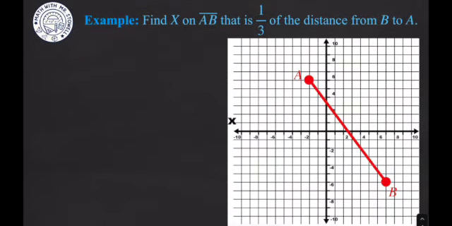Looking at this one, now we're going to make it a little bit more difficult. We had the number line, so now we're going to do the coordinate plane. Find X on AB. That is 1/3 the distance from B going to A. Pay attention to whether it's A going to B or B going to A. Pay attention to the direction that we're going. So let's figure out the distances of our X value. Let's go ahead and make ourselves a triangle going over here.